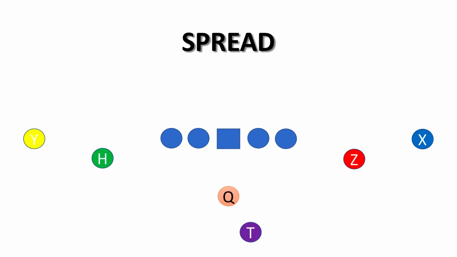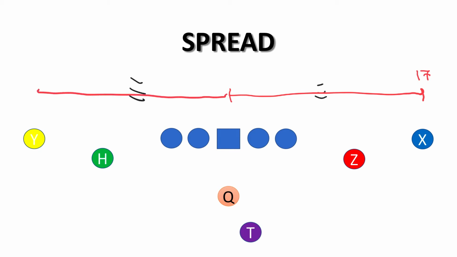Your H back is always going to line up on the left in spread. Your Z is always going to line up on the right in spread. Okay. The splits should be 17 yards from the ball for the outside receivers. So what we're saying is if the ball is dead smack in the middle of the field, okay, so here's a hash, here's a hash. We're saying that we want to be 17 yards from the ball on both sides. Okay, and there's reasons for all these things, and we'll go over that in a second.